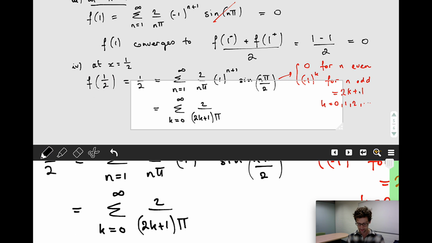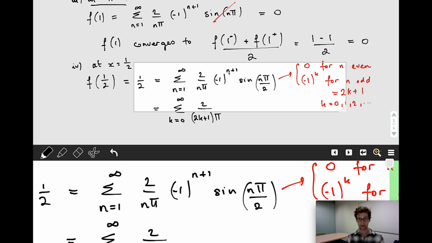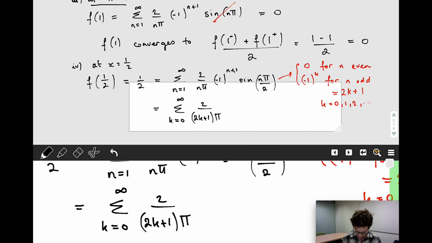Let's take a look at this factor of minus 1 to the power of n plus 1. So n is an odd number. We know that from this expression here. N is an odd number, so n plus 1 is going to be an even number. So minus 1 to an even number is just 1. So that leaves me with sine of n pi over 2 for n equal to 2k plus 1. So we saw that that was equal to minus 1 to the power of k.